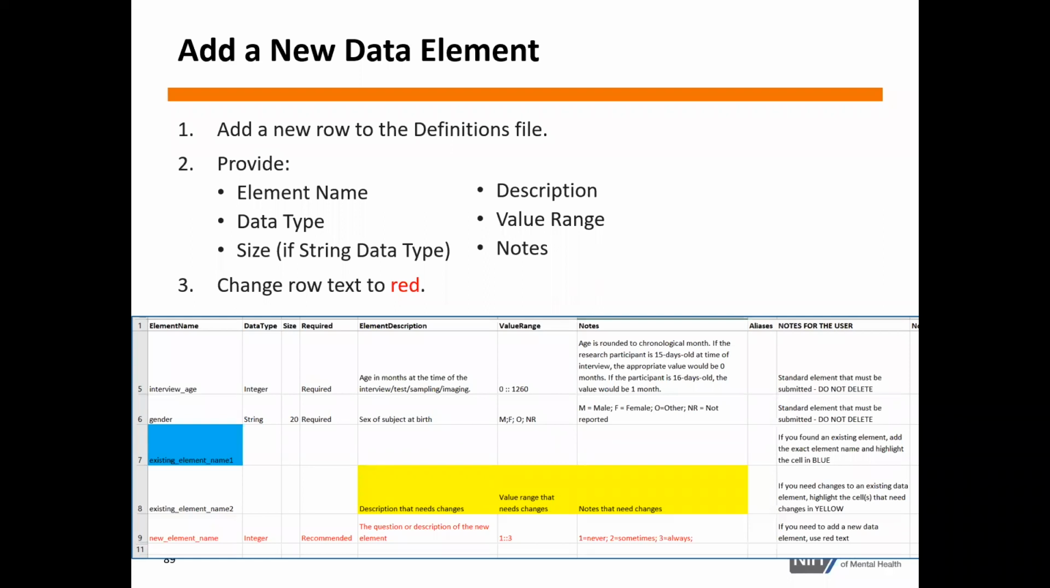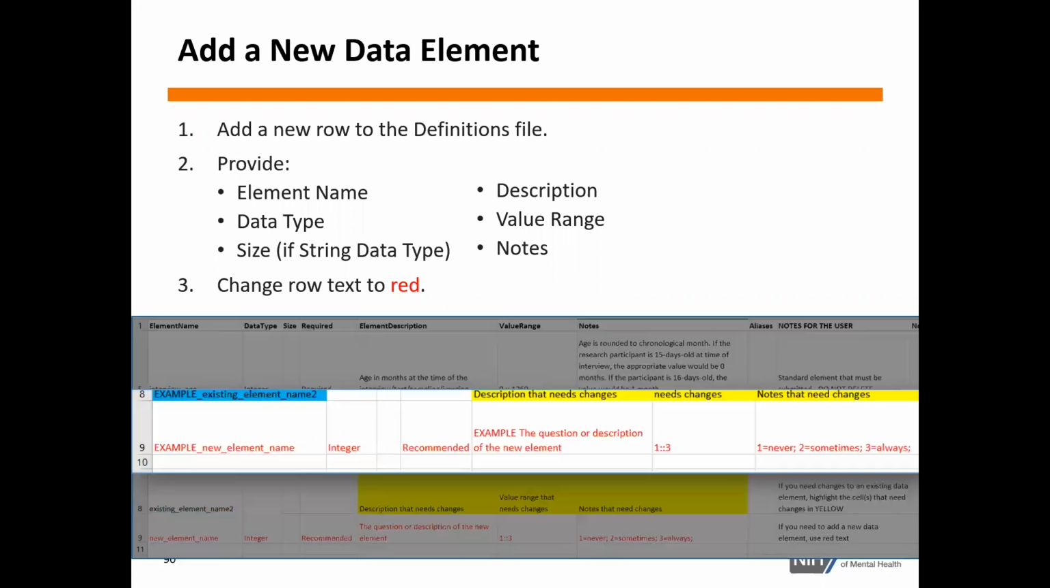So to request your new data element, add that new row per usual, and fill in all of the fields you see here. Element name, data type, and description are always required, but size, value range, and notes should only be included as needed. And then once you've filled in all of the fields for your new element, you can take the entire row and change the row text to red.